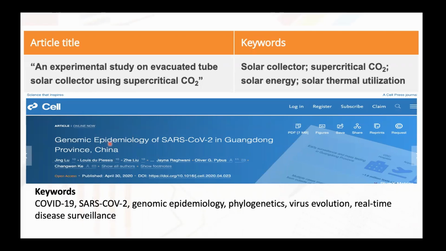For example, genomic epidemiology of SARS-CoV-2 in a province in China. Okay, they have avoided all the keywords here. None of the words in the title is actually put in the keyword here. For example, CoV-2 is here, but they used the word COVID because it's something connected with COVID.